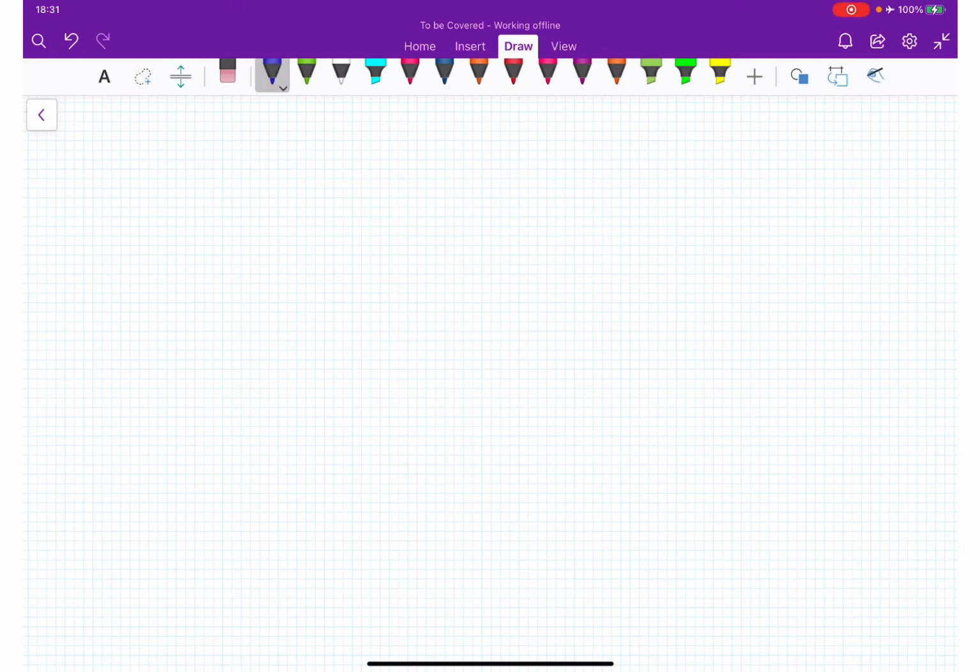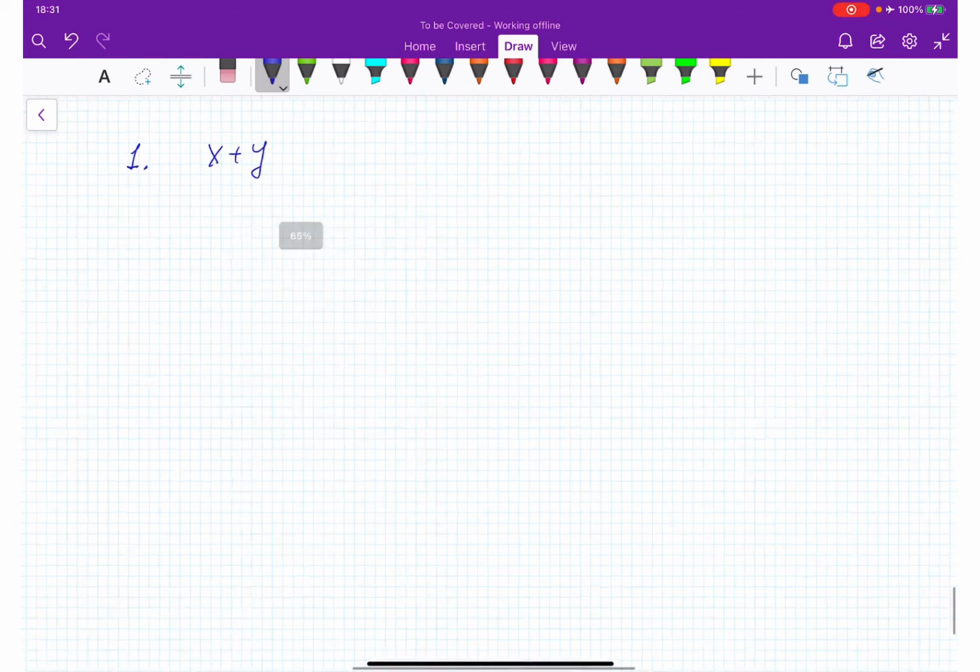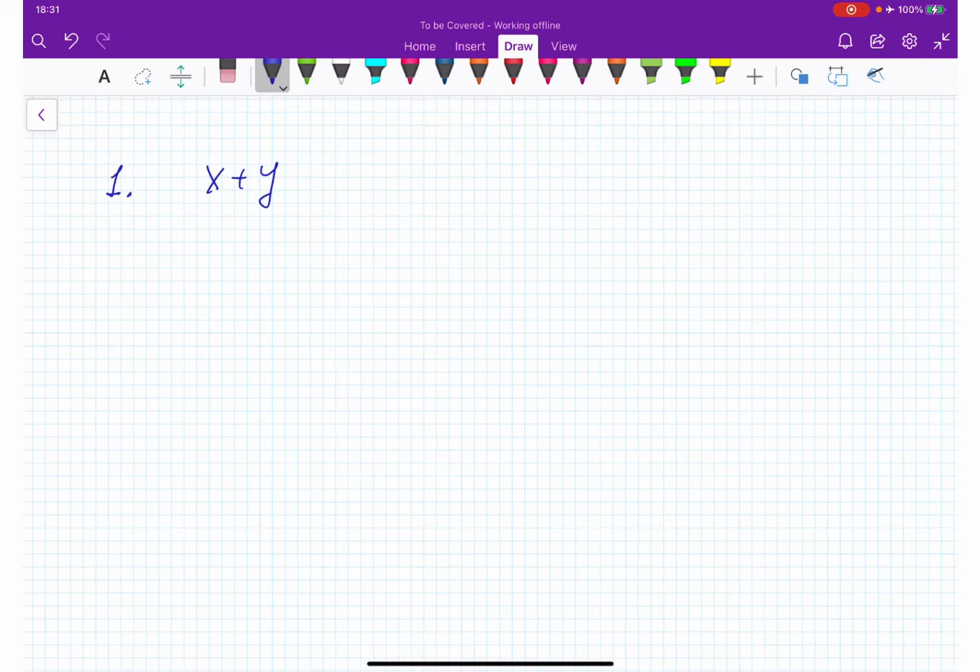We are going to solve a system of equations with free variables. So we have x plus y plus z is equal to 7. Second one, x minus 2y minus z is equal to negative 2. And third one, 2x minus y minus 2z is equal to negative 13.